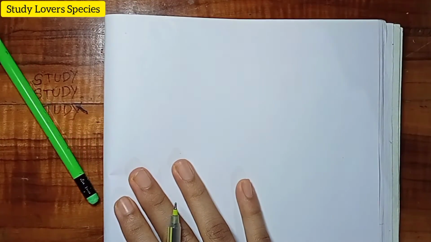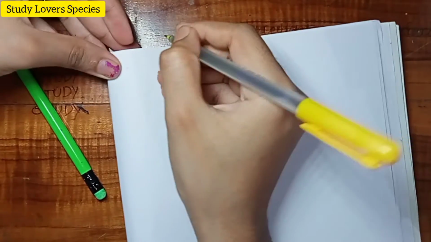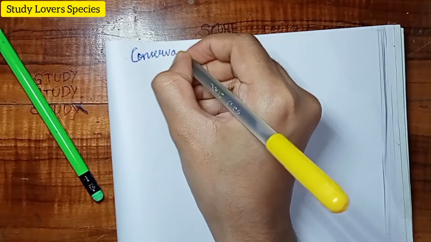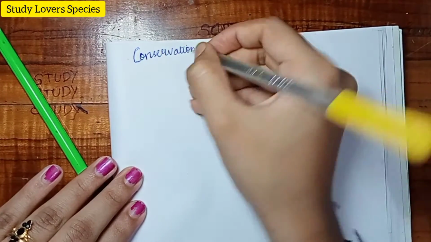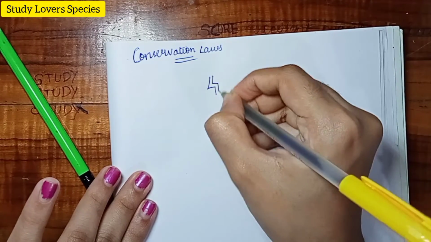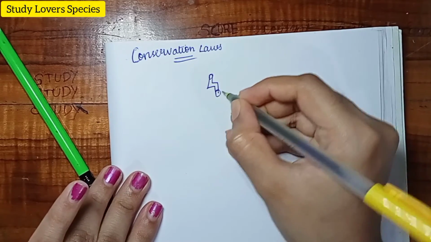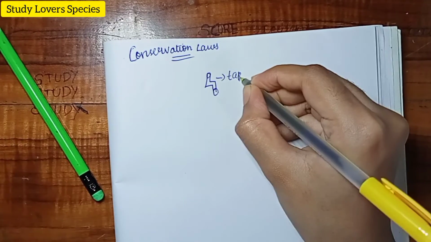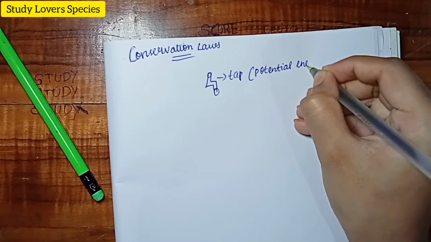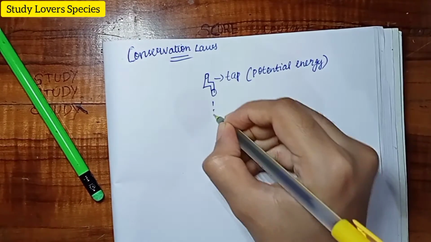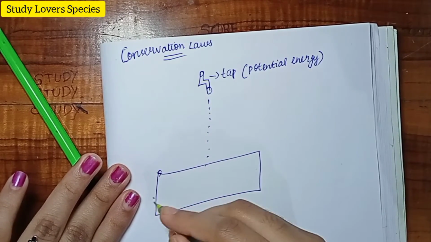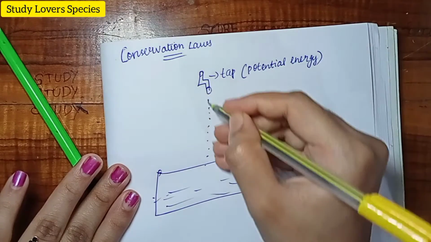The next topic is conservation laws. Let me write this and teach you so that you can understand very easily. Let me take the example of a tap. There is a tap, and the water coming from inside is potential energy. The water is coming like this, right? And it falls in a tub.